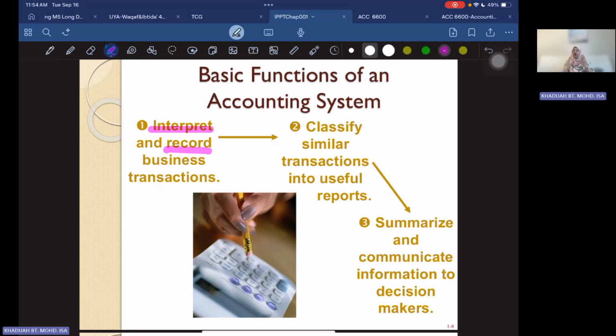Once you have recorded the business transaction, then you're going to classify similar transactions into useful reports. All right, so you're going to classify the business transactions into useful reports. And this report is summarized and communicated to decision makers. So when we talk about reports here, you are referring to the financial statements.